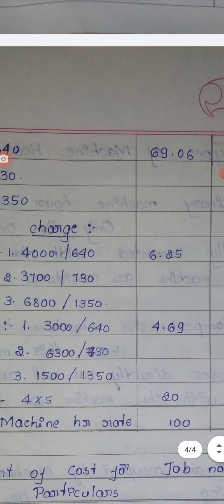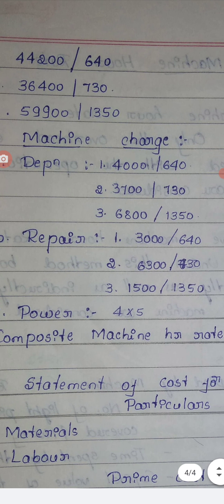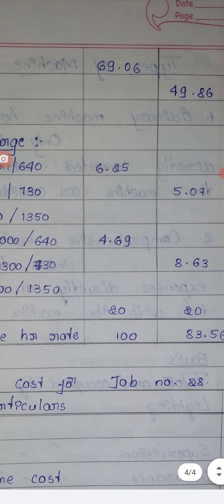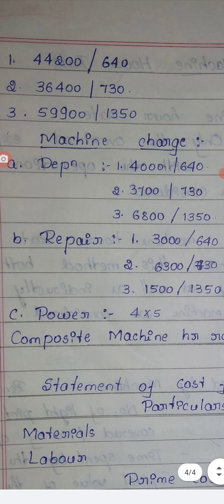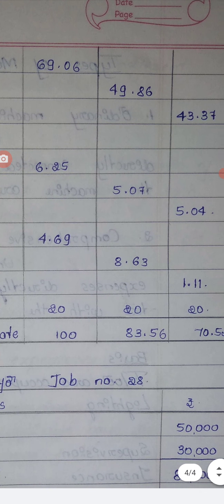So per hour you get, per machine hour. Okay, then repair also, the amount is given, these 3 divided by machine hours. Then power, remember they have used 5 units and per hour it is 4 rupees. So 4 into 5 you have to do in each case, so it is the same. So this is how we write the composite machine hour rate.